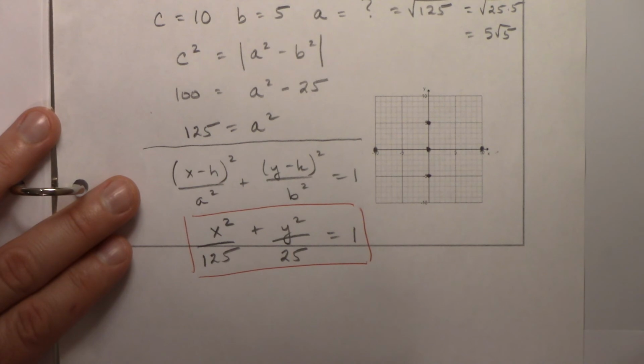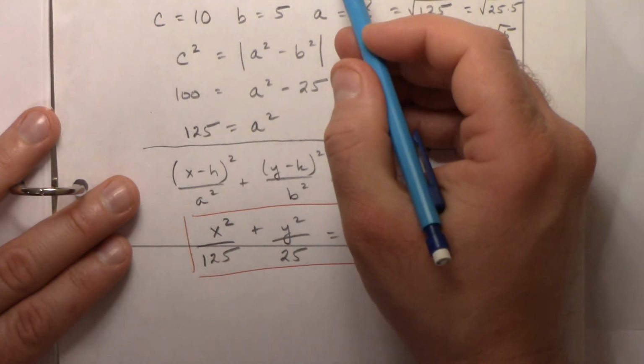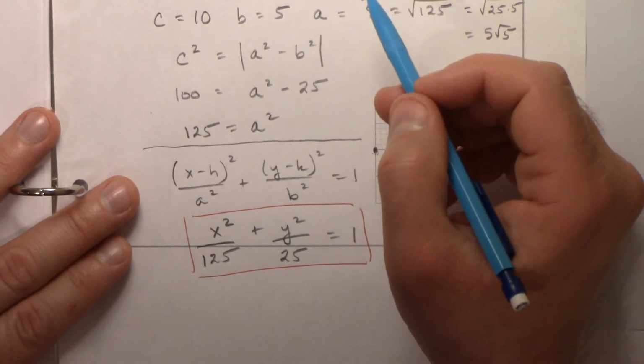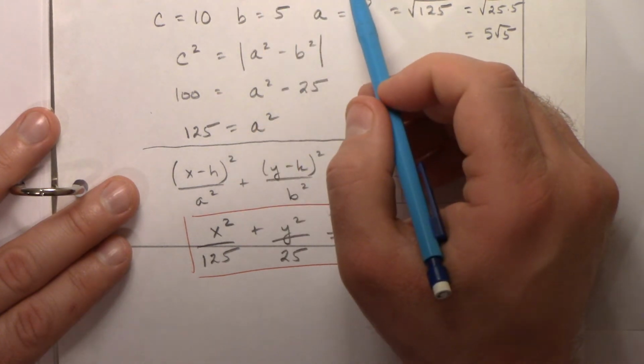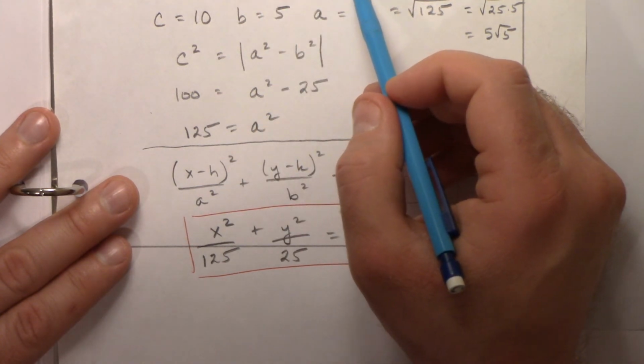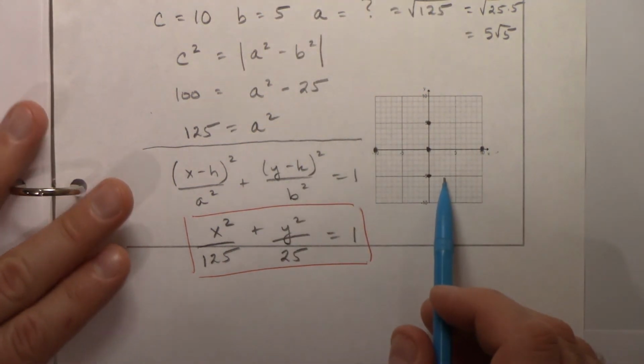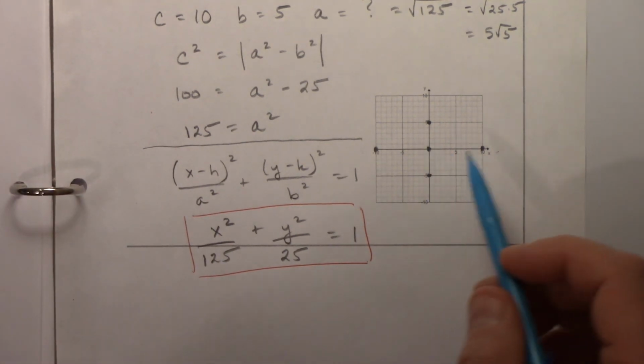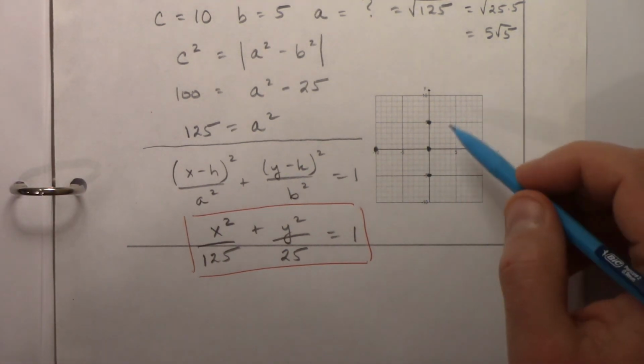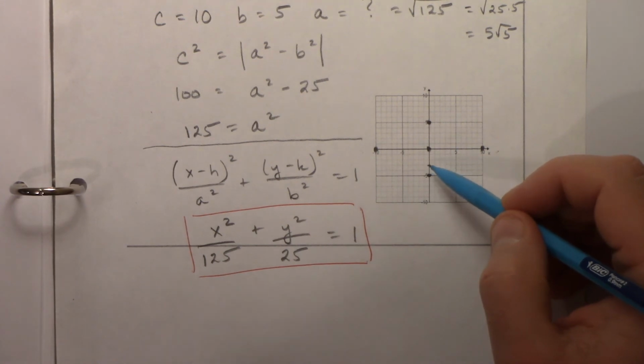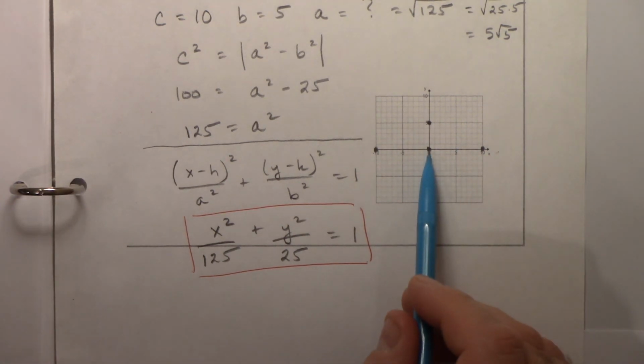And so let's see, that takes care of part A. For part B, we want to graph it and then label the foci and the vertices. Okay, so as far as the graph is concerned, we've already got the center. We've already got the endpoints of the minor axis marked. We just need to go A units left and right from the center.